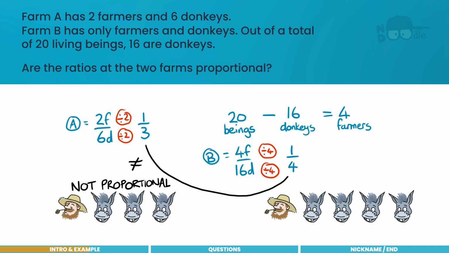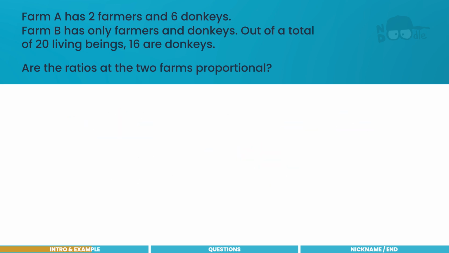Another way to do this without simplifying is to look for a common denominator. So for 2 to 6 and 4 to 16, we look for a common multiple of 16 and 6. 48 is the lowest common multiple, so let's convert each ratio to have a denominator of 48.